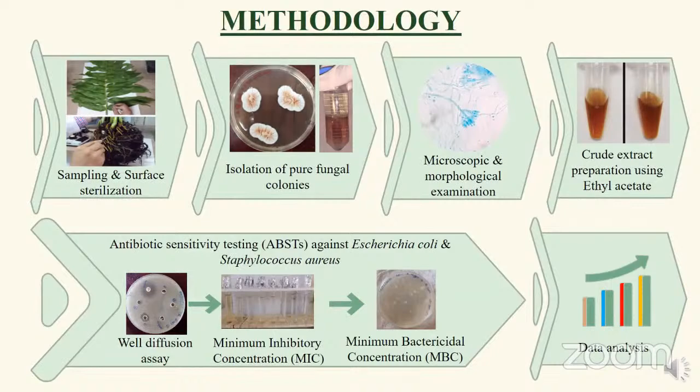For well diffusion, wells were created on the Mueller-Hinton agar plates, and then the crude extracts were deposited on them, following which the diameters of the zones of inhibition were analyzed. Next, 6 different dilutions of the crude extracts were generated, which were incubated with the test organisms and checked for their turbidity to determine the minimum inhibitory concentration. For minimum bactericidal concentration, the dilution corresponding to the MIC and those lower were swabbed onto nutrient media and observed for the number of colony forming units. The results were collected and subjected to data analysis.